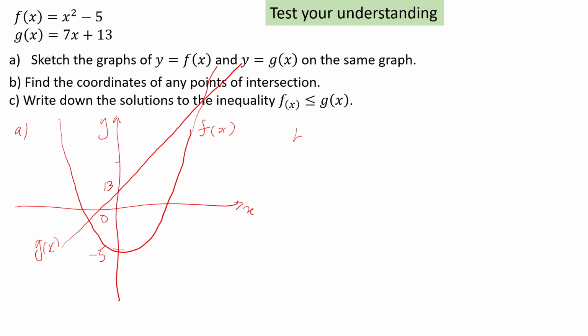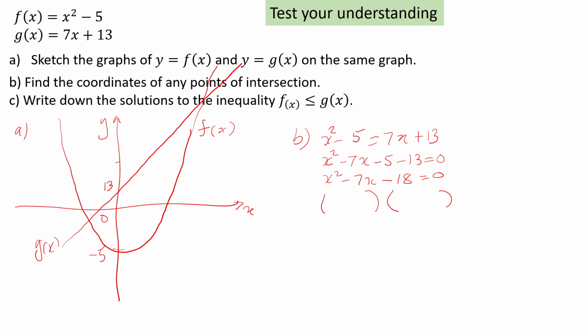Now B part, find the coordinates. You cannot use this graph to find the coordinates because this is a sketch graph. So we need to use the equations and solve to find the coordinates. So x squared minus 5 equals 7x plus 13. Now rearrange equal to 0. So x squared minus 7x minus 5 minus 13 equals 0. Now x squared minus 7x minus 18 equals 0.